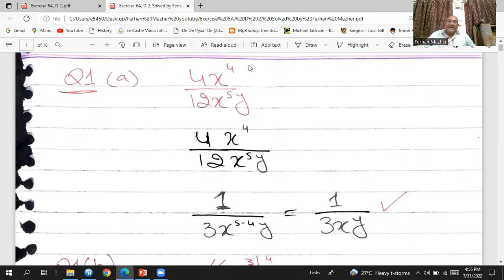So hopefully you understand. From the downstairs we have done x raised to power 5 minus 4, and the numbers have been cancelled with the table of the 4. So this is how you will do question number 1, A part. Okay. So now we are going to the next question.